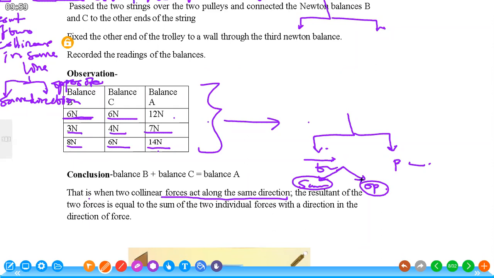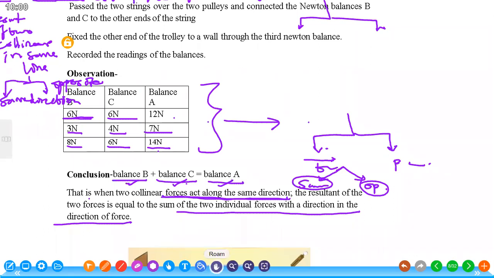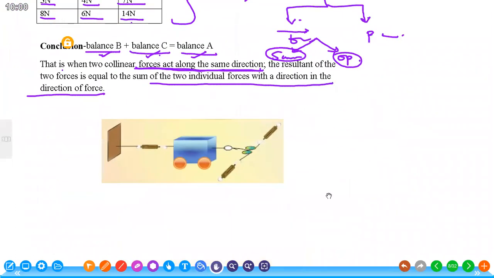So in this practical too, we take a conclusion. First conclusion, balance B plus balance C is equal to balance A. Now we take a final conclusion of this activity, students. When two collinear forces act along the same direction, the resultant of the two forces is equal to the sum of the two individual forces, in the direction of the forces. So balance B plus balance C is equal to balance A. Okay, students, do you have any doubt in this session? If you have a doubt, please chat with me.